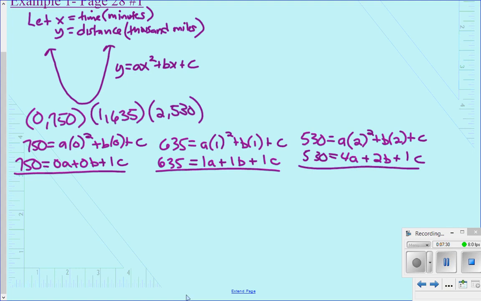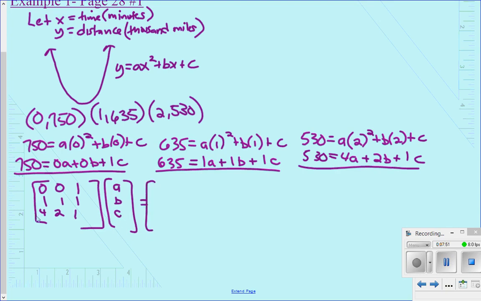So 3 equations, 3 variables. We have a system of equations. We know how to solve that. We're going to use matrices. So we're going to use the coefficients 0, 0, 1, 1, 1, 1, and 4, 2, 1. The variables a, b, and c, and that equals the constants, so 750, 635, and 530. And we know how to solve that. We know this is A, this is X, equals, this is B.